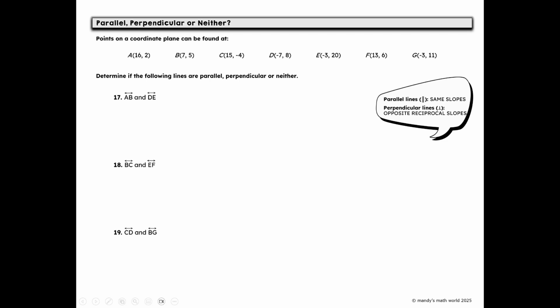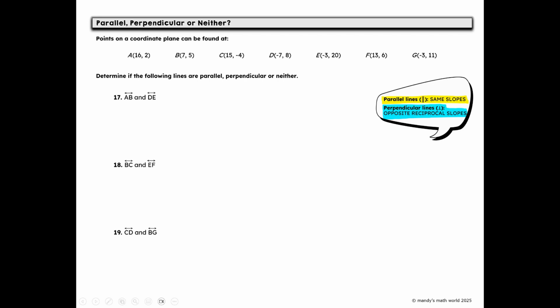All right, last examples for this set of notes. Okay, we're going to decide if these lines are parallel, perpendicular, or neither. They could just be intersecting, right? So I've got all these points on the coordinate plane A, B, C, D, E, F, and G. We're going to use these points that are part of each of these lines to determine if these are parallel, perpendicular, or neither. And just to reiterate, parallel lines have the same slope. Perpendicular lines are opposite reciprocals. And I've got the little symbols there used for each one of these.